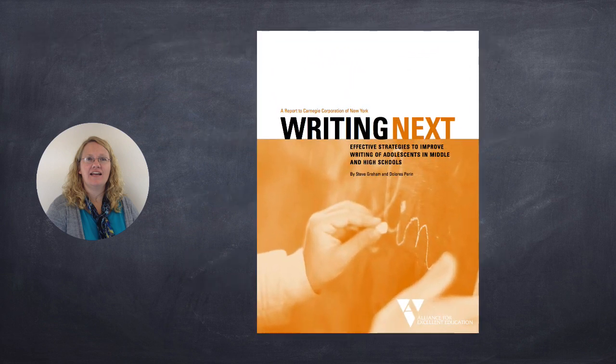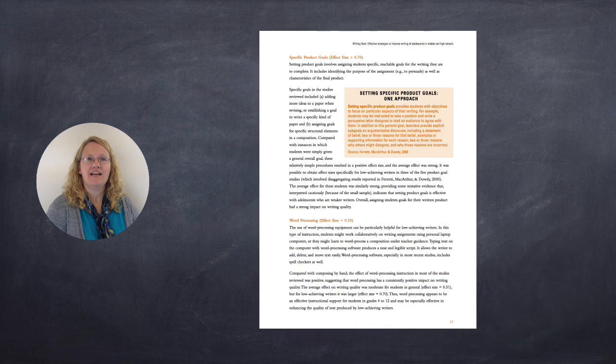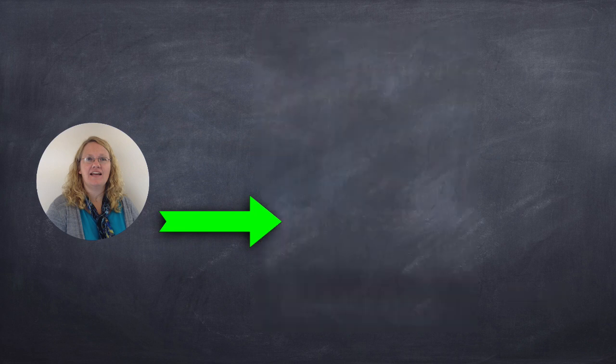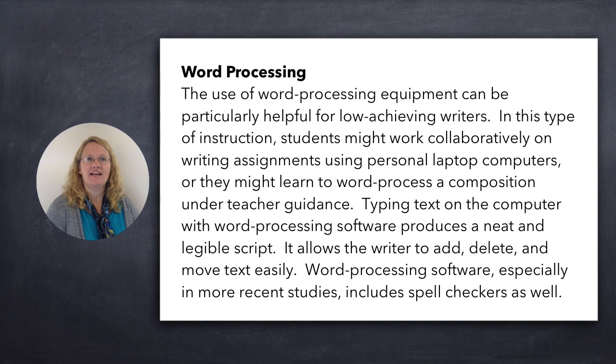If we look back to our Writing Next article, look at the section under word processing, page 17. Let's look at this paragraph. The use of word processing equipment can be particularly helpful for low-achieving writers. In this type of instruction, students might work collaboratively on writing assignments using personal laptop computers, or they might learn to word process a composition under teacher guidance. Typing text on the computer with word processing software produces a neat and legible script. It allows the writer to add, delete, and move text easily. Word processing software, especially in more recent studies, includes spell checkers as well.